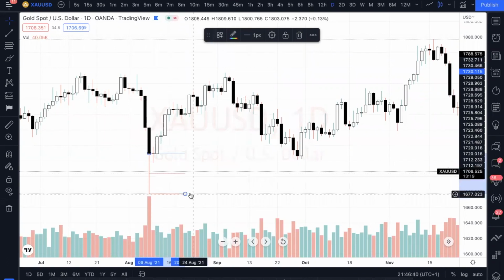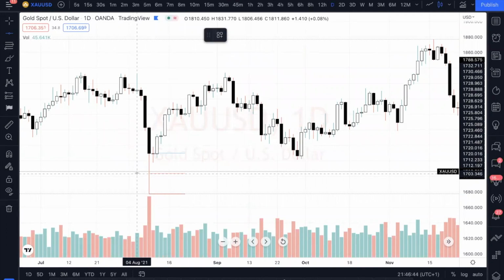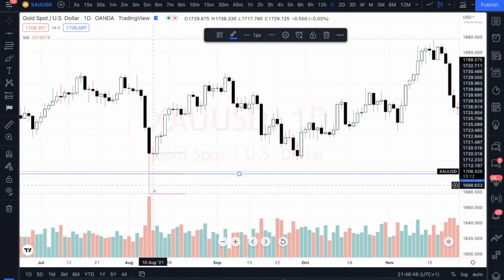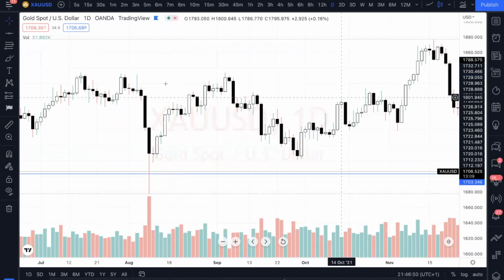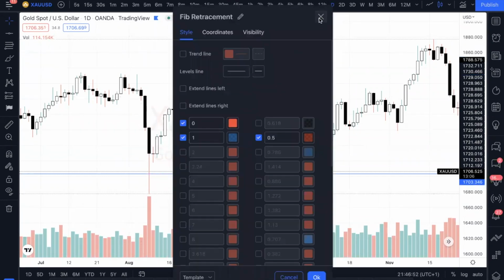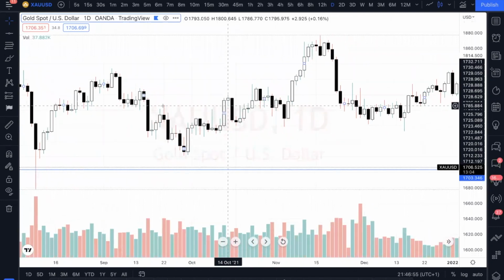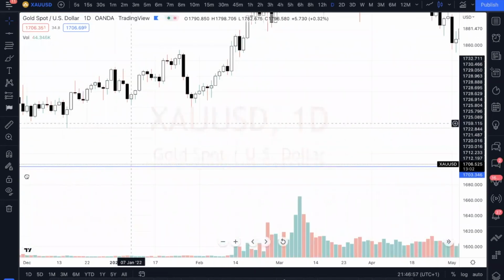Okay, you measure 50% of it. Let me put a line here. Okay, so price came back into that imbalance, 50% wick with high volume. That's where price traded into.